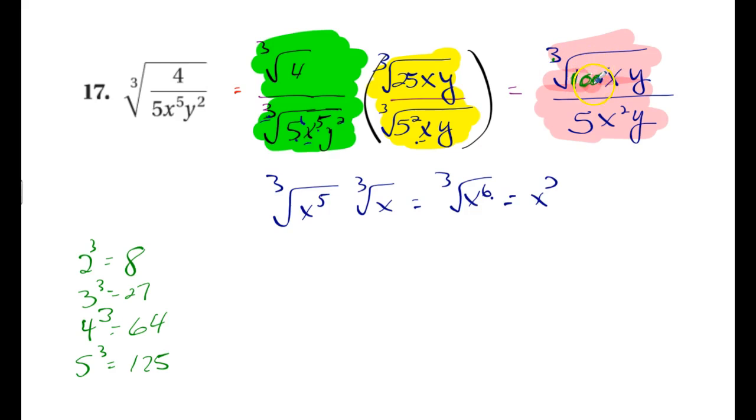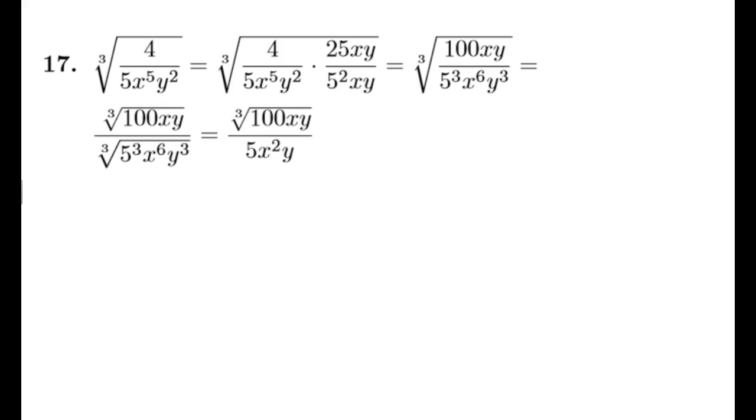I wish I could, and I can't cancel that 100 and the 5 because one's underneath the radical and the other's not. I'm not sure if I could do anything else. Good, the author agrees. We're simplified.